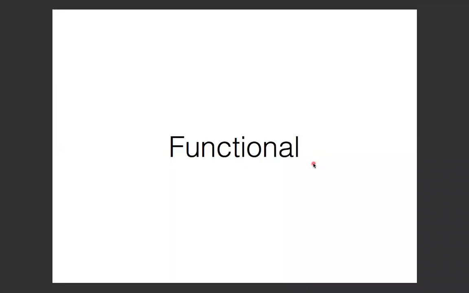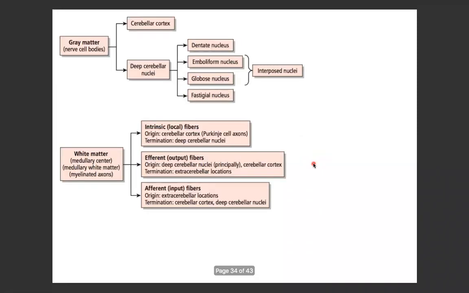Let's move to the functional division of the cerebellum. Functionally, the cerebellum is going to be divided like the brain: there's gray matter and white matter. White matter is basically fibers connecting parts. The gray matter is basically nuclei. So we have gray matter and white matter, but we always talk more about gray matter. The gray matter has two parts: the cortex and the nuclei.